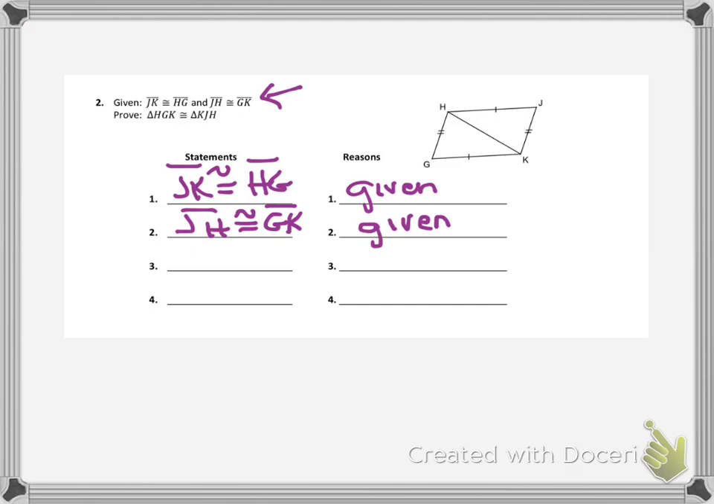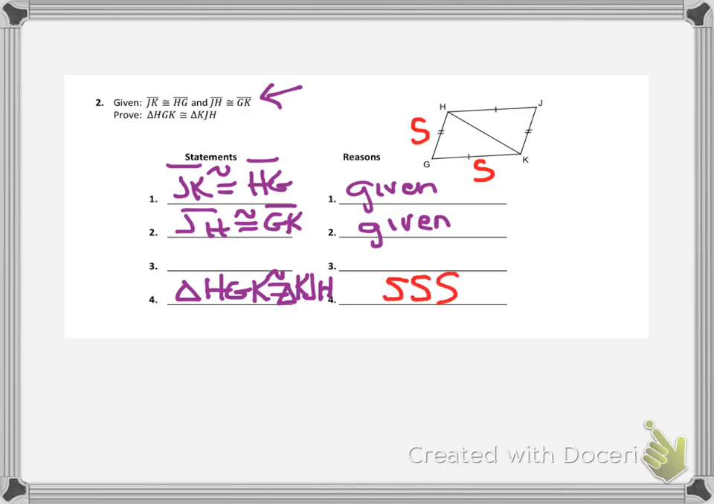Okay. We know we want to end up with the proof, so we want to say HGK is congruent to KJH. We just have to figure out how to get there. All right, so we have 2 sides, which is very useful. We have a side here corresponding to JK, and we have a side down here corresponding to HJ. We don't have any information about angles, so our best bet is to use SSS. Let's see if we can figure out how to do that.